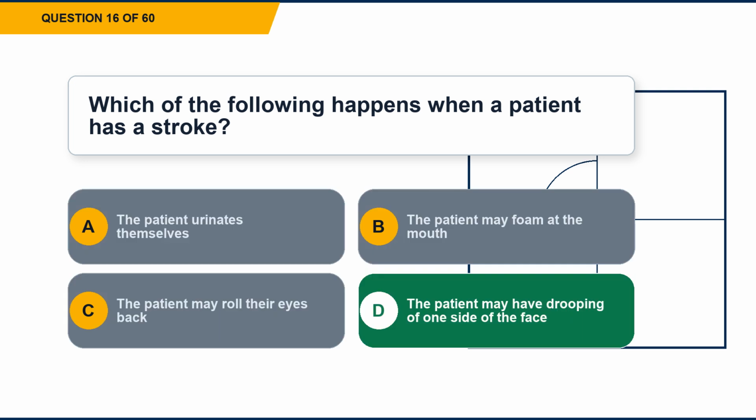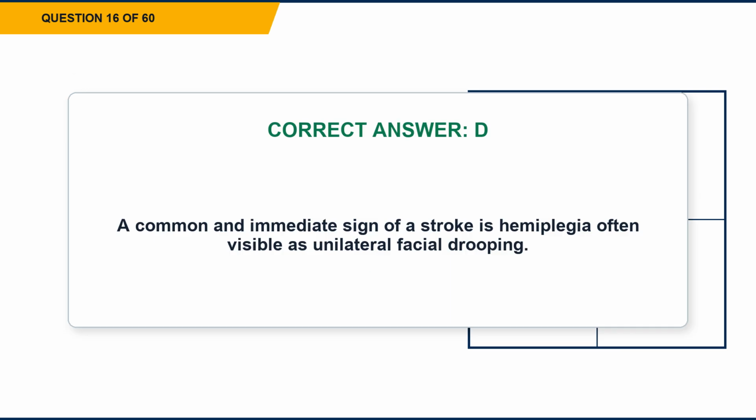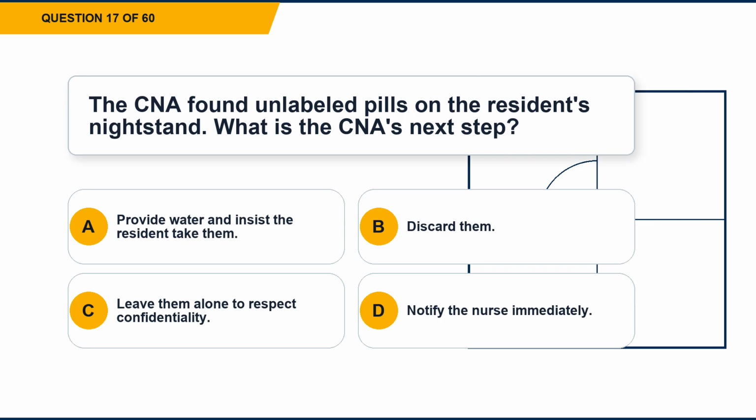The correct answer is option D, the patient may have drooping of one side of the face. Explanation. A common and immediate sign of a stroke is hemiplegia, often visible as unilateral facial drooping. Question 17. The CNA found unlabeled pills on the resident's nightstand. What is the CNA's next step? Option A, provide water and insist the resident take them. Option B, discard them. Option C, leave them alone to respect confidentiality. Option D, notify the nurse immediately.